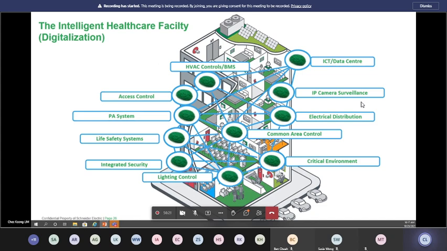If we're able to achieve that, then only can we say that we have an intelligent healthcare facility, because it helps the occupants of the hospital to save lives, to mitigate the emergency, and to reduce the risk of danger. Then only can we say that the facility itself is intelligent enough to help us. So that's the entire process of digitalization. And in Schneider's context, when we talk about digitalization, this is what we are trying to achieve.